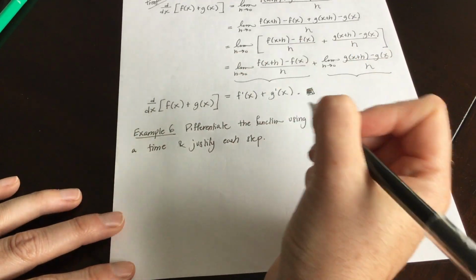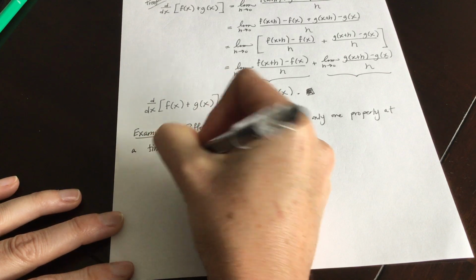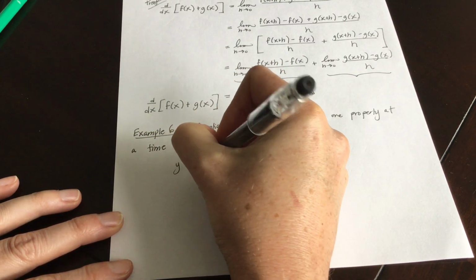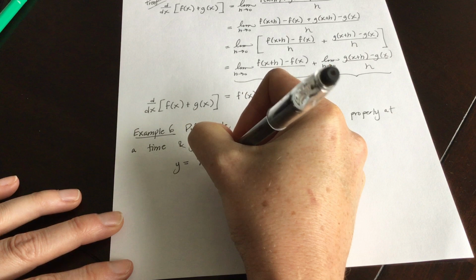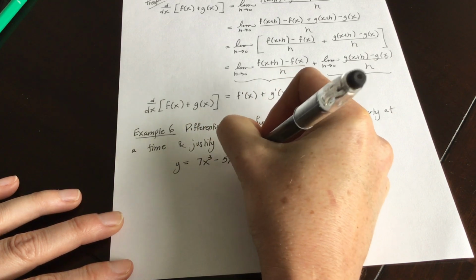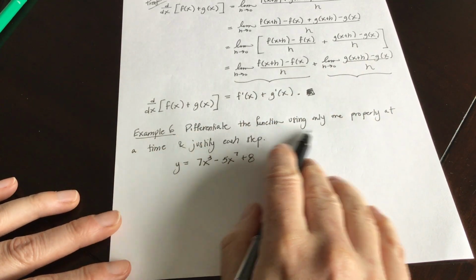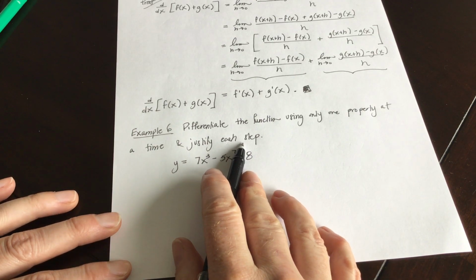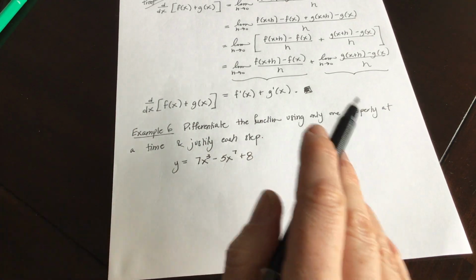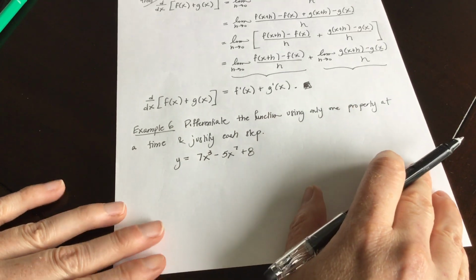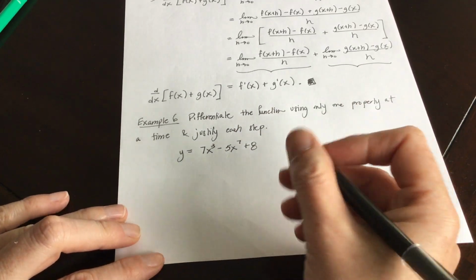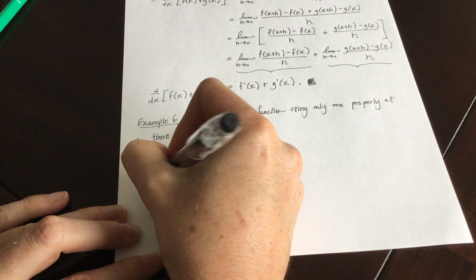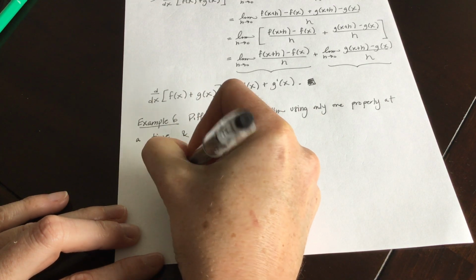All right, so let's say I give you something like y equals 7x cubed minus 5x to the 7th plus 8. And the directions say we can only use one property at a time, and every time we have to justify each step. That means you have to say what rule you used or what you did, okay? So I'm gonna go ahead and show a first step of just taking d dx of both sides.